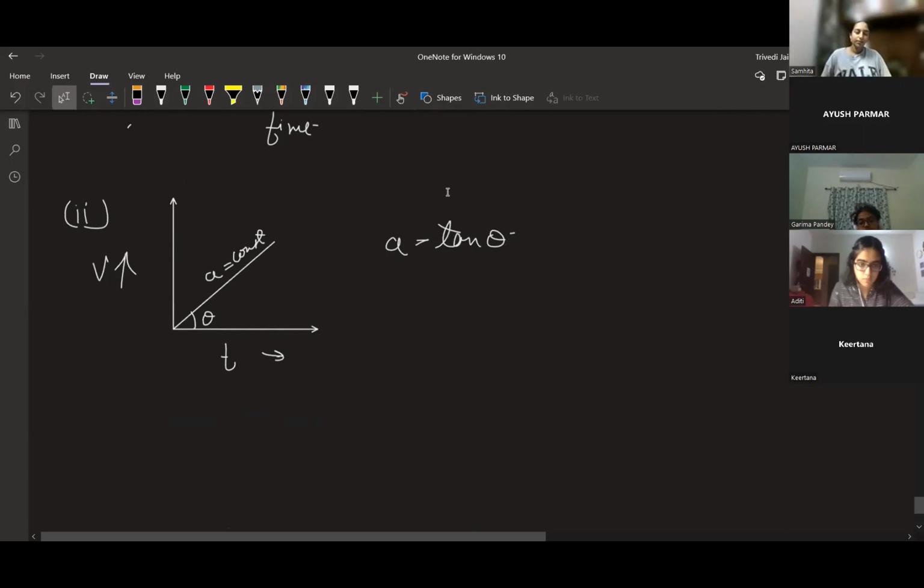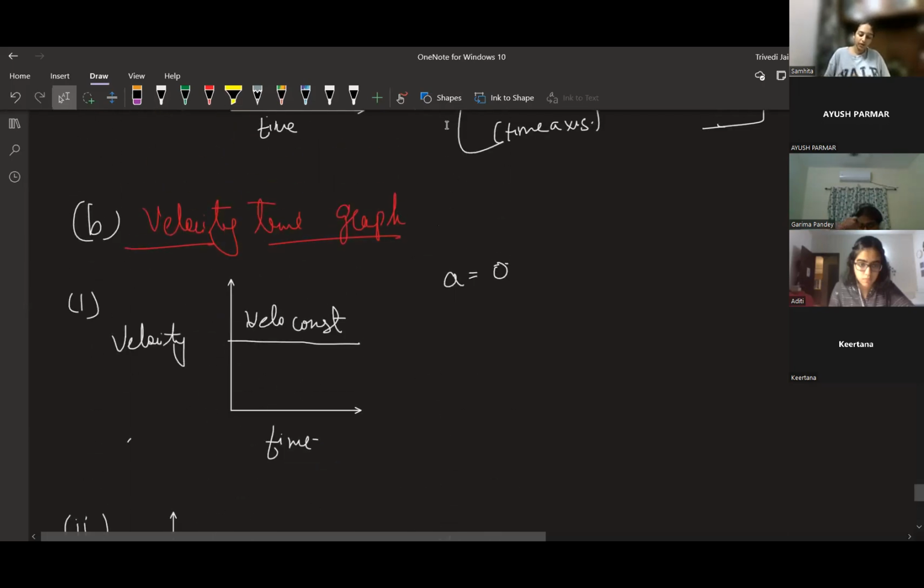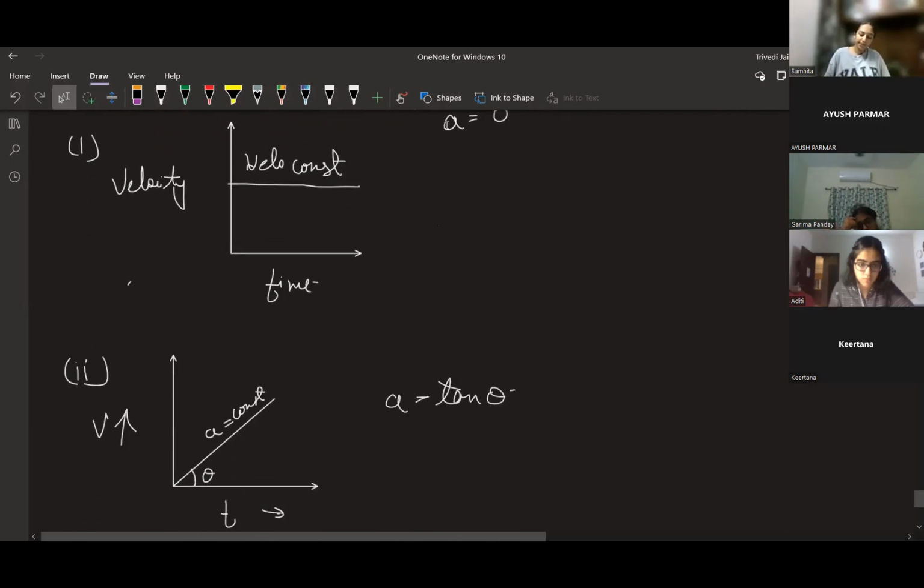So first one, velocity of the particle is constant. So acceleration is 0. Second one, initial velocity is 0 and finally something. So in short, we can say it is accelerated motion. Can we say that? Yes, sir. It's accelerating. Accelerated motion. So it is increasing acceleration.